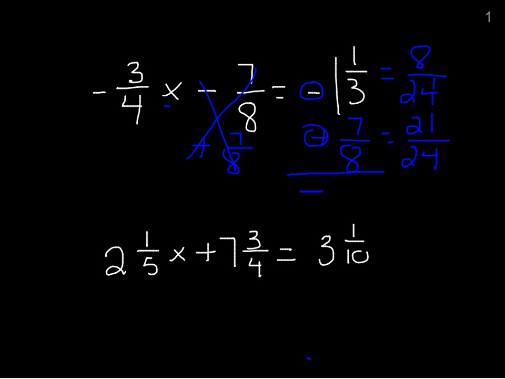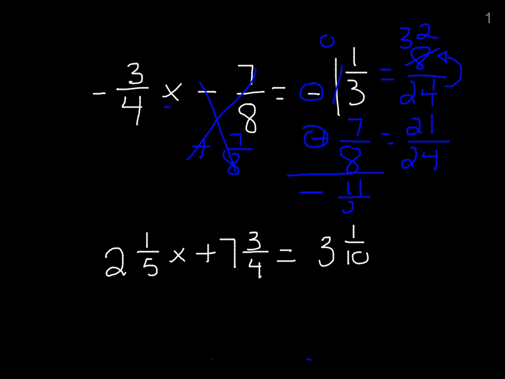And since I can't say 8 minus 21, I'd be borrowing from the 1, which is 0, and that makes this 8. Remember, you add that to get the new top, makes it 32, and I can say 32 minus 21, that would be 11, so I'm going to write 11 over 24. I'm running out of room. And so over here I'd have negative 3/4 x.